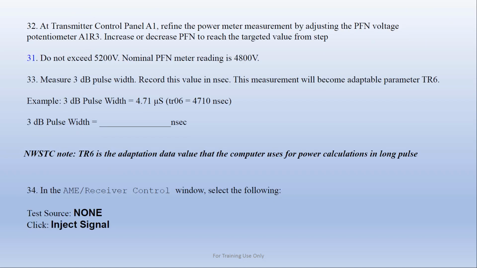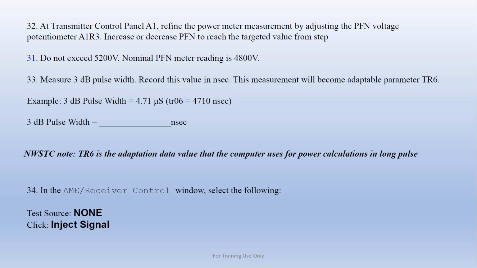At this point, if we do not have that value, we're going to adjust A1R3, your PFN voltage control potentiometer, to increase or decrease the PFN voltage until you get your target power measurement. This is the same adjustment you made for the short pulse. There is a bias adjustment that we will use to correct the adjustment for both short and long pulse using the same potentiometer. Again, do not exceed 5200 volts. They normally expect it to run around 4800 volts.